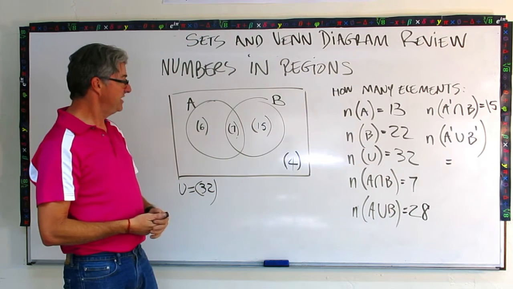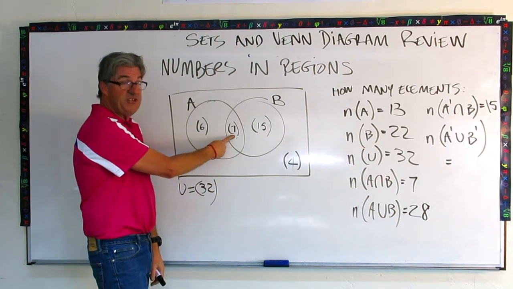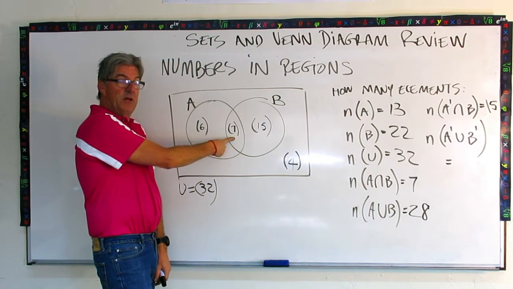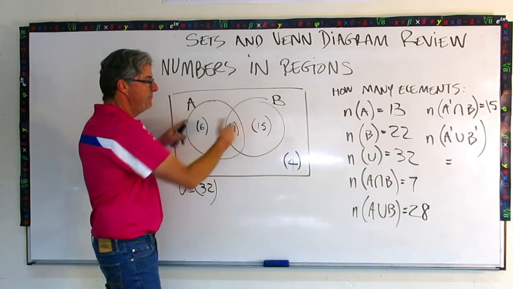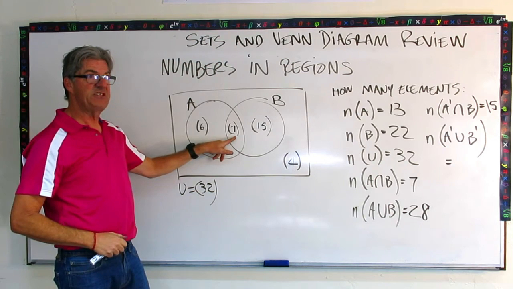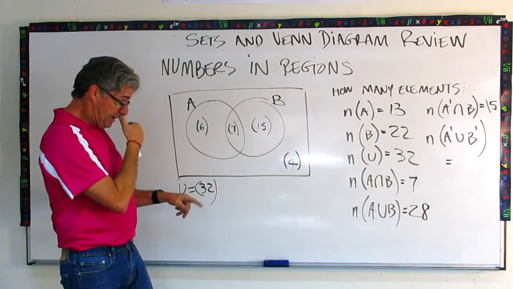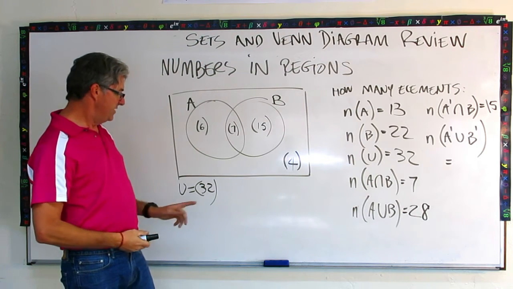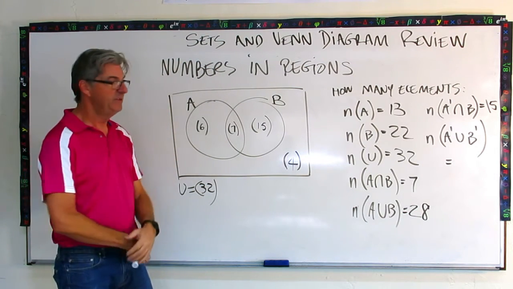There's an easy way to do this. This region here is the intersection. There are 7 in the intersection between A and B. These are the only things that are not in the complement of one or the complement of the other. So we subtract that.